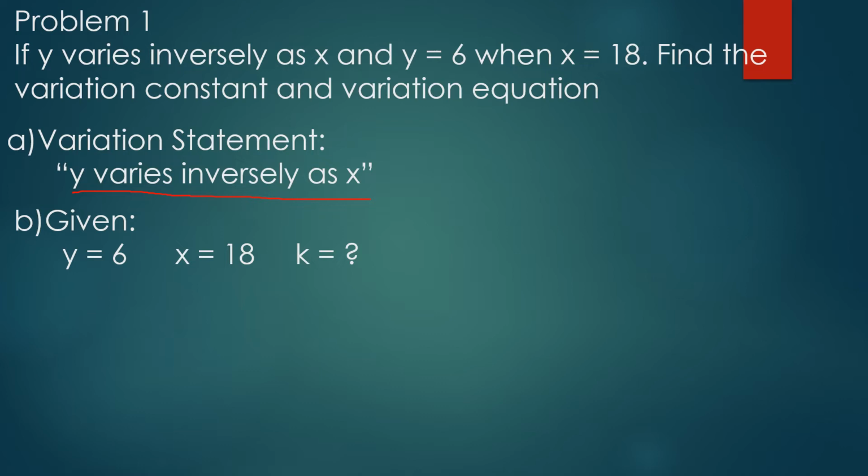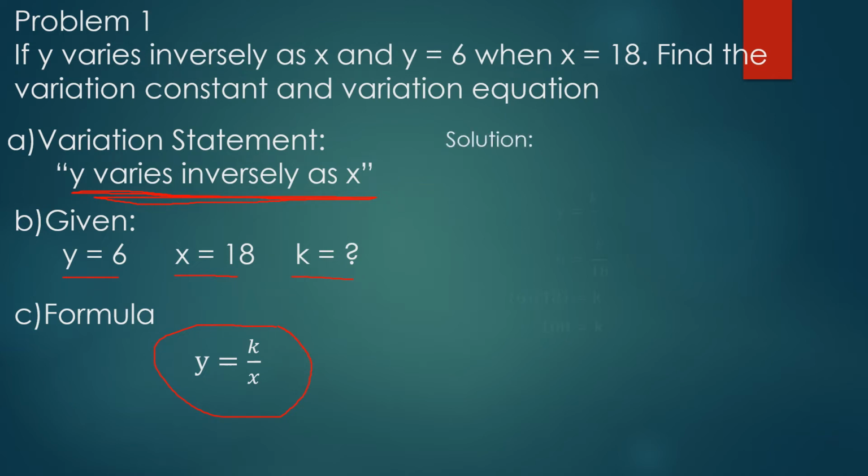We have our y equals to 6 and x equals to 18. Ang wala na to is ang ato ang constant which is k. So we will make our own formula, based lang pod sa ato ang variation statement. We have y varies inversely as x. So ang ato ang mahimong formula karon is y equals to k over x. So mao na atong guide para makuha na to ang variation constant and variation equation.